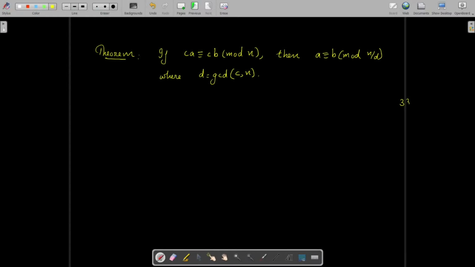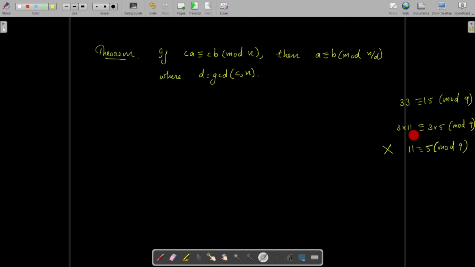Consider the congruence 33 congruent to 15 mod 9. This means that 33 minus 15 equals 18, which is a multiple of 9. Here 33 equals 3 into 11, which is congruent to 3 into 5 mod 9. Is it possible to cancel this 3 and can we write 11 congruent to 5 mod 9? It is not true because 11 minus 5 is 6, which is not a multiple of 9.